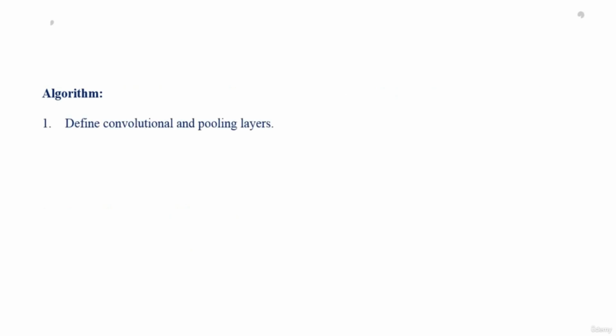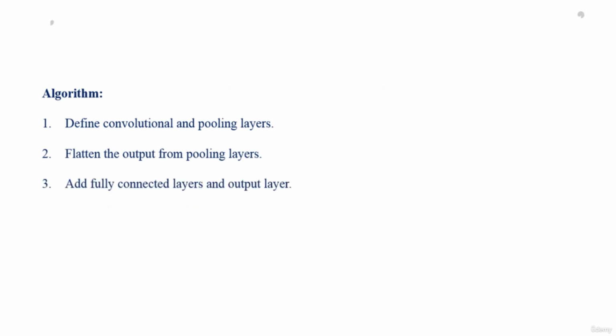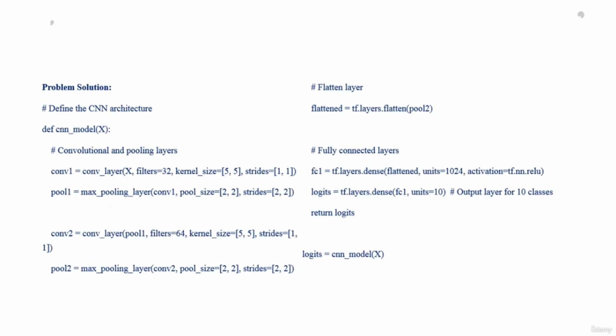Algorithm. Define convolutional and pooling layers. Flatten the output from pooling layers. Add fully connected layers and output layer. How code is working: the CNN_model function defines a CNN architecture with two convolutional layers, each followed by a pooling layer. The output is flattened and passed through fully connected layers before producing logits for classification.